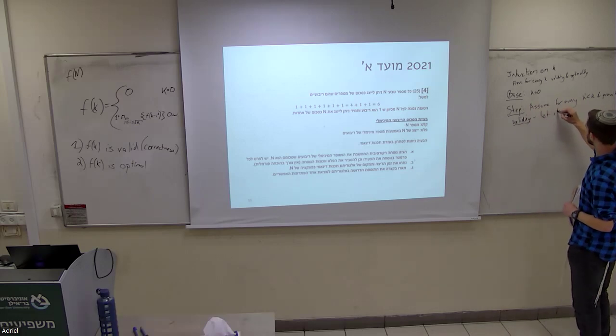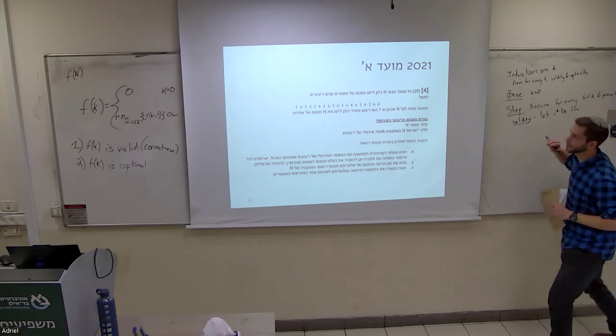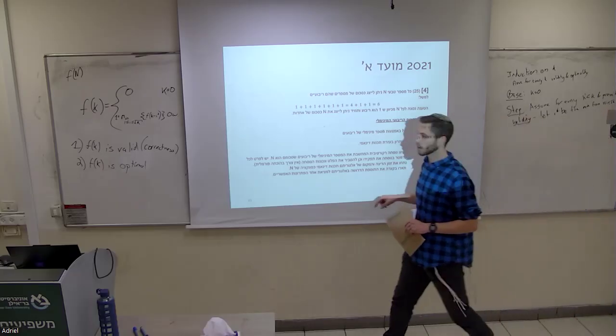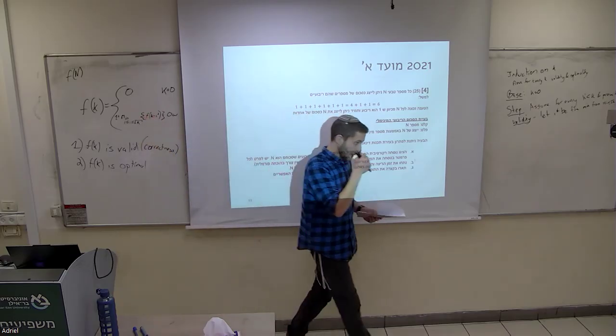Let I star be the minimum number from our formula. So the min from I from root of K and 1, so on and so forth, right? From our formula. So I is the minimum from this choice. Okay? And now what do we do with I?